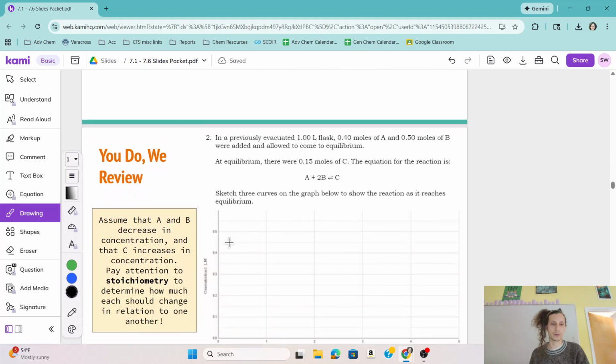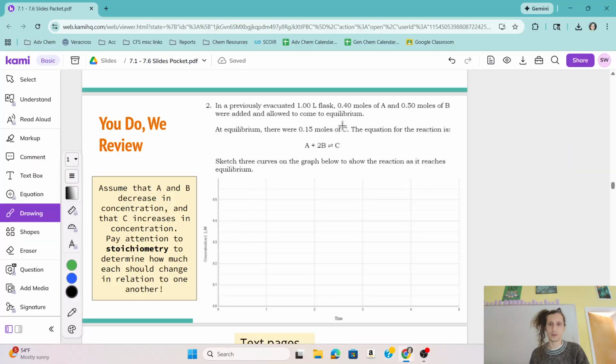Okay, got one more example here. This one is just giving us moles of different substances in a flask. So we're given a starting value, so 0.4, this is substance A, and 0.5, this is substance B. And then we're told nothing else is in the container, and at equilibrium we end up with 0.15 moles of C. So we'll call that C. So I know that eventually I'll be reaching C. So I'm just going to sketch that and then write this as a straight line, okay?